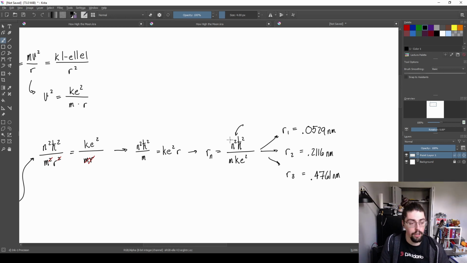So when n is equal to 1, 1 squared is just 1, 2 squared is 4, 3 squared is 9. They're all related by essentially this number: h bar squared over m k e squared is 0.0529. Multiply it by 4, multiply it by 9. That's how we get these other two values.